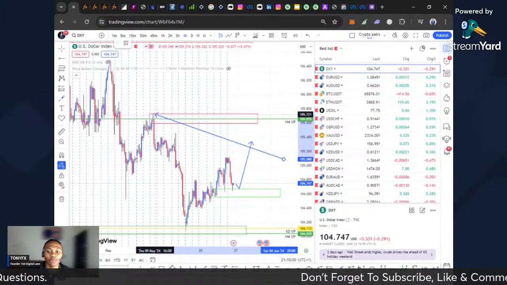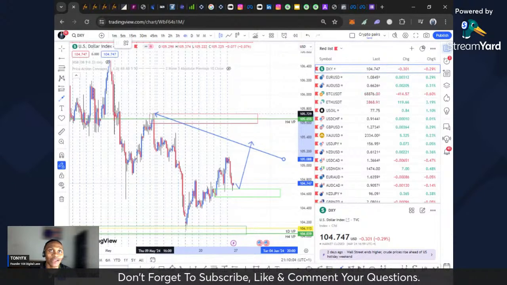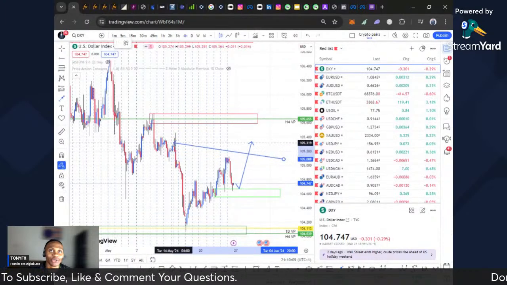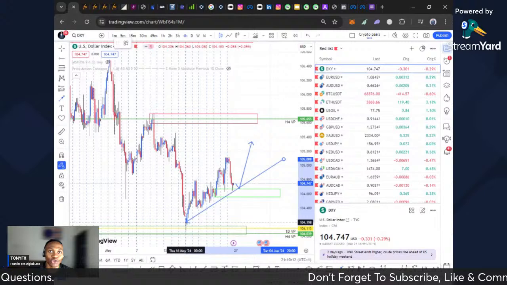At this point, the dollar was high in value and there was massive supply of the dollar. This is when it was decreasing in value. There was massive supply of the dollar.